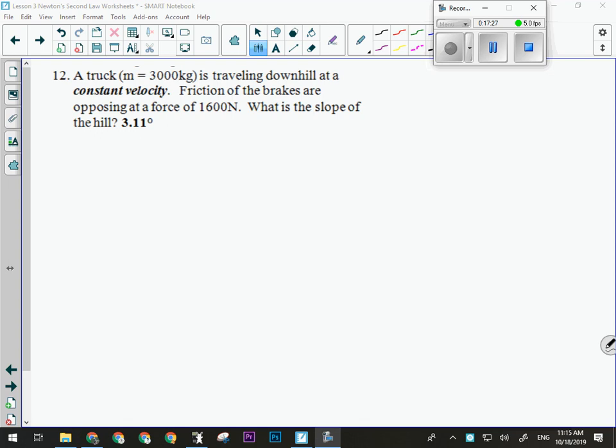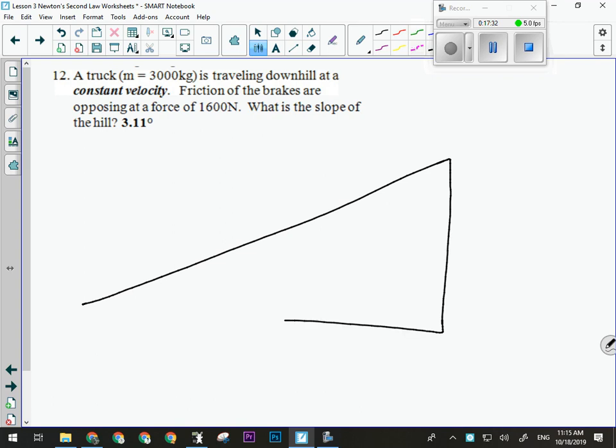Okay, so let's have a look at this one here. We've got the hill or the ramp that this truck is sliding down. We know the mass of the truck is 3,000 kilograms. It says that it's traveling at a constant velocity. What does that mean? F net is 0. Acceleration is 0. The forces up the ramp and the forces down the ramp are the same. They have to be. That's the only way they could add up to 0.